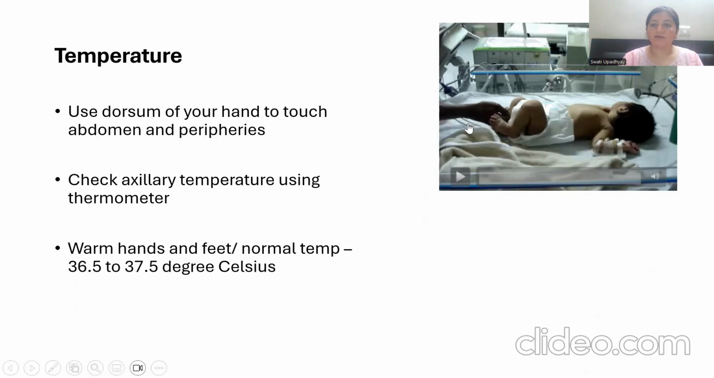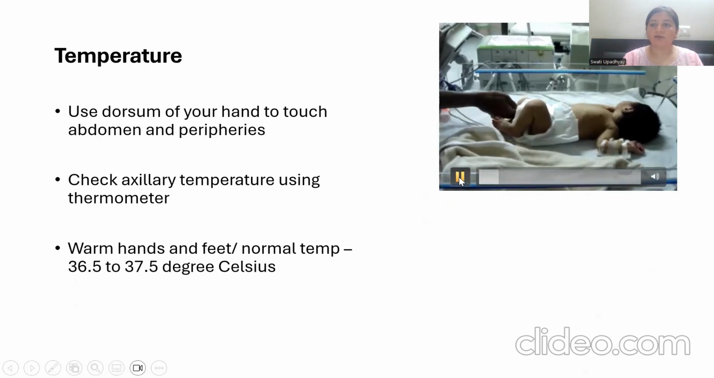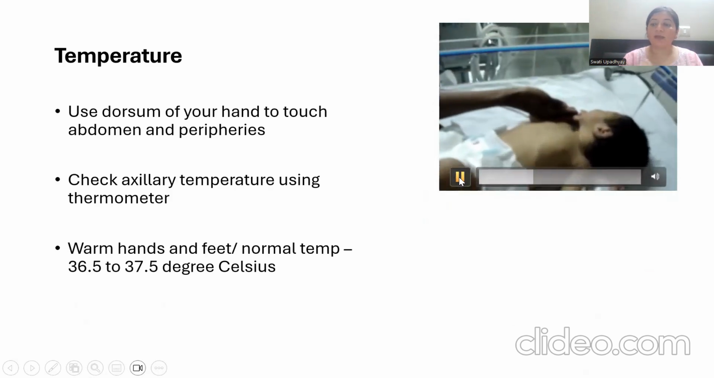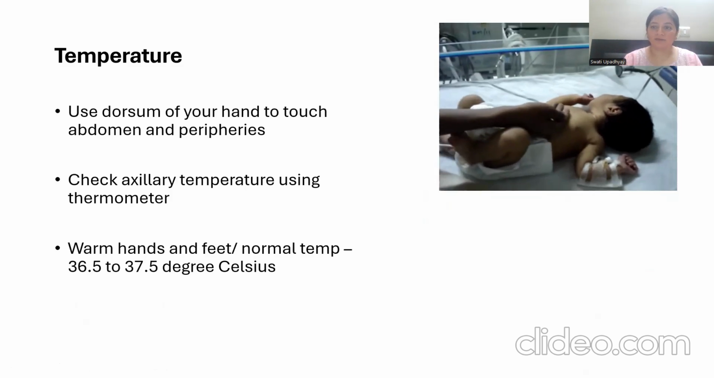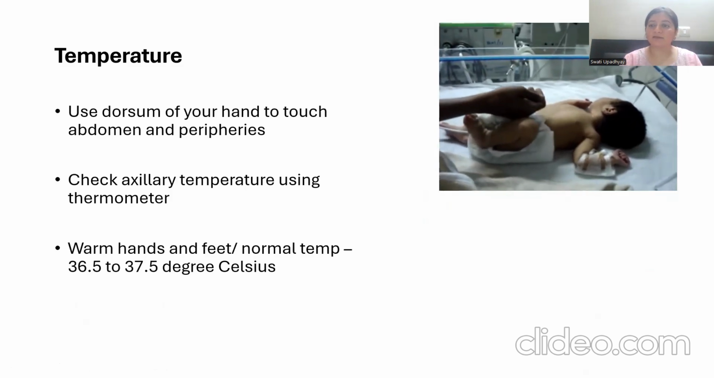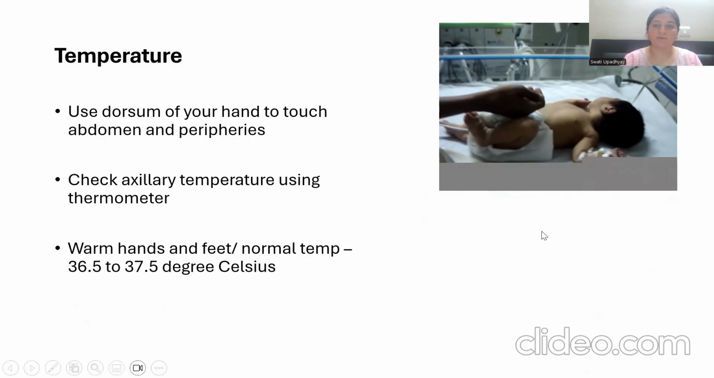Whenever you are assessing the temperature of a newborn baby, use the dorsum or the back of your hand to assess the abdomen and the limbs, as we are seeing in this video. Okay? So now the baby's peripheries should be as warm as the abdomen. Use a thermometer to check the axillary temperature. So normal body temperature for a neonate is 36.5 to 37.5 degrees Celsius.